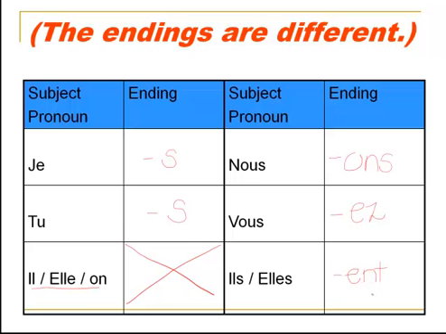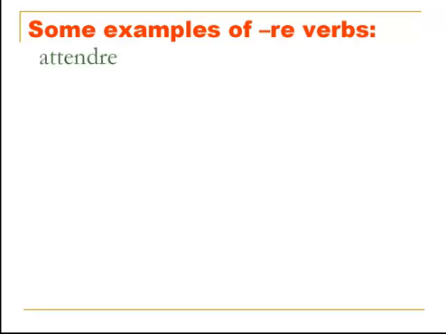However, I would like to point out that that E and T tells you to actually pronounce the consonant that goes in front of it. Alright, so let's take a second to look at some examples of RE verbs. There aren't as many examples of RE verbs as there are ER verbs.